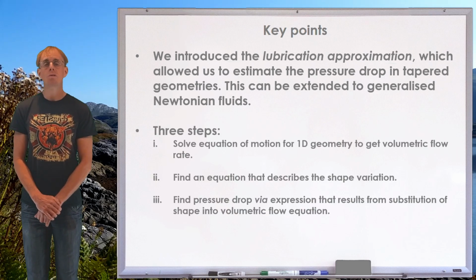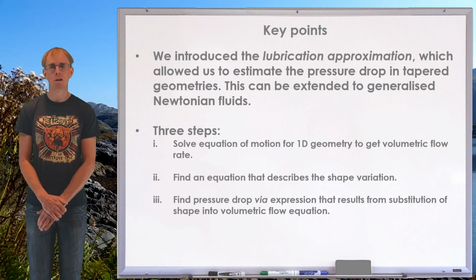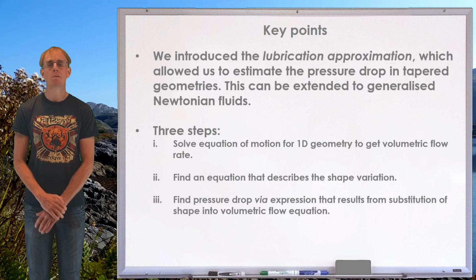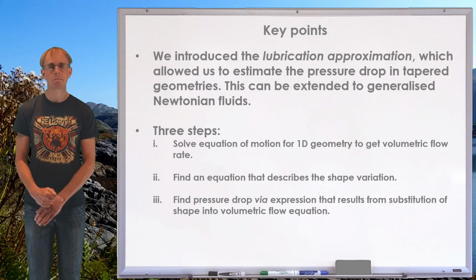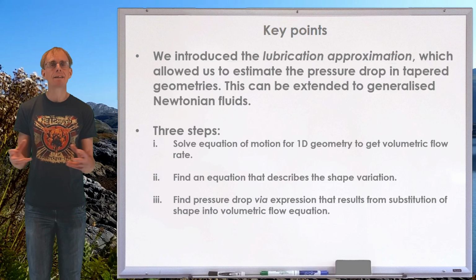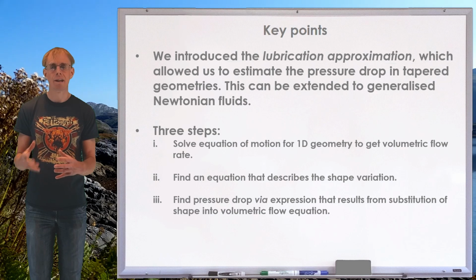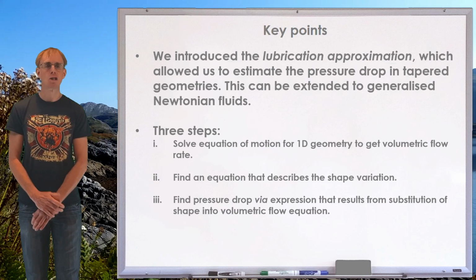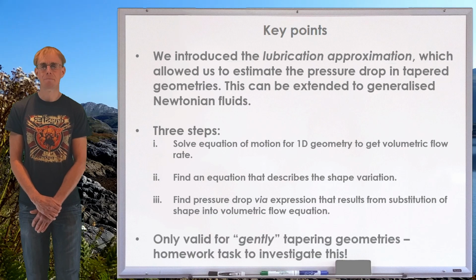First step was to solve the equation of motion for a one-dimensional geometry to get a volumetric flow rate. The second step was to find an equation that describes the shape variation of our taper. The third step was to find the pressure drop via combining those two expressions together from step 1 and step 2. And that allows us to get an expression for pressure drop as a function of length in a mildly tapering geometry.